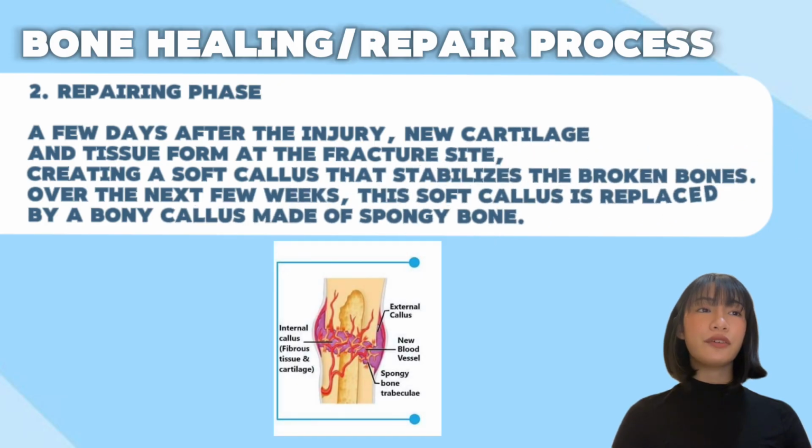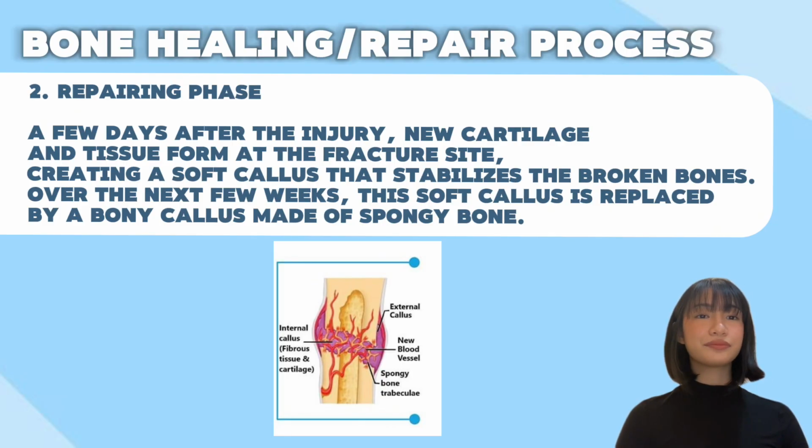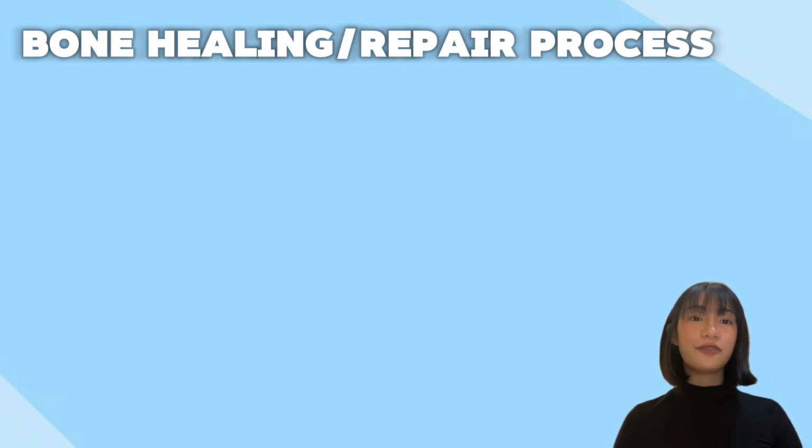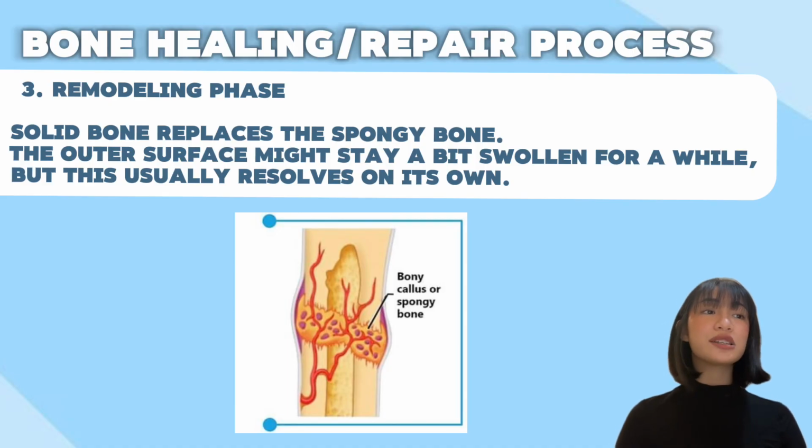Next is the repairing phase. A few days after the injury, new cartilage and tissue form at the fracture site, creating a soft callus that stabilizes the broken bones. Over the next few weeks, this soft callus is replaced by a bony callus made of spongy bone. Finally, the remodeling phase begins. Solid bone replaces the spongy bone. The outer surface might stay a bit swollen for a while, but this usually resolves on its own.